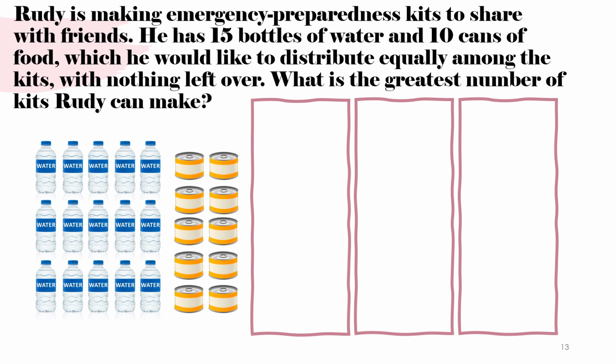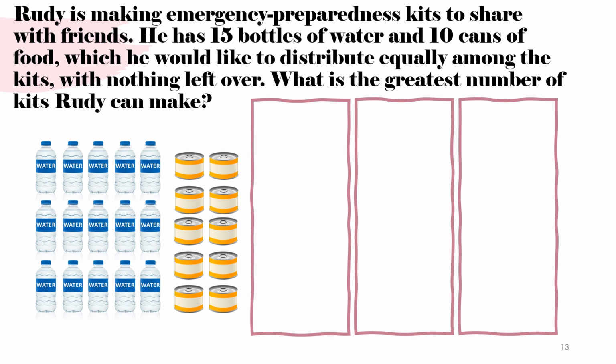Now that we know that Rudy cannot make 2 equally distributed kits, let's see if Rudy can make 3 emergency preparedness kits that meet his conditions, which are that all the items must be distributed equally among the kits, and there should be nothing left over. All right, so hopefully what you've picked up on is that we're really dividing our items into the 3 groups, or into the 2 groups, whatever our number of kits is.